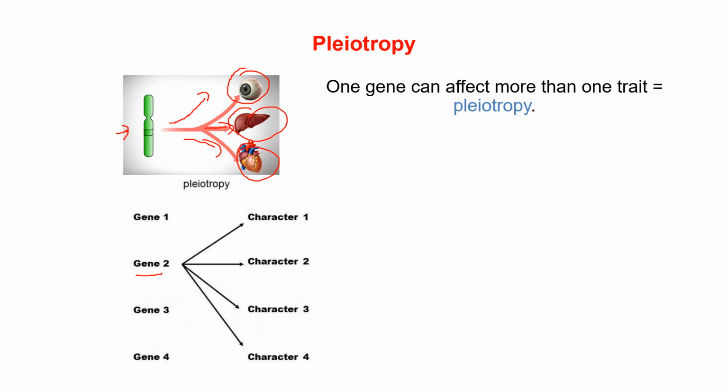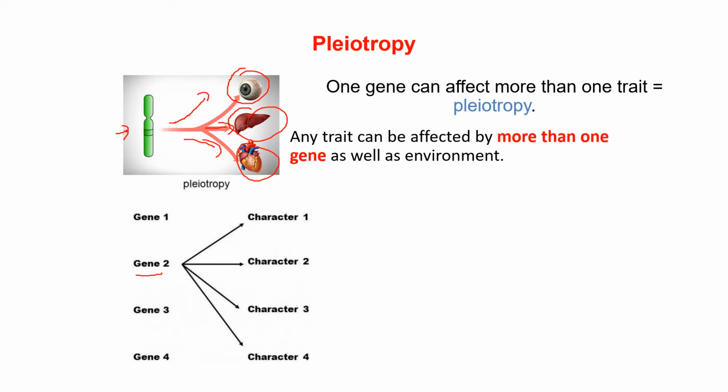So pleiotropy is when one gene can affect more than one trait. So we don't have one gene and one phenotype. There is not this linear relationship. You can have one gene affecting multiple traits. And the story is not as simple as that. Sometimes you can have not only that, but you have pleiotropy as well as the effect of the environment. And later we will talk about that.